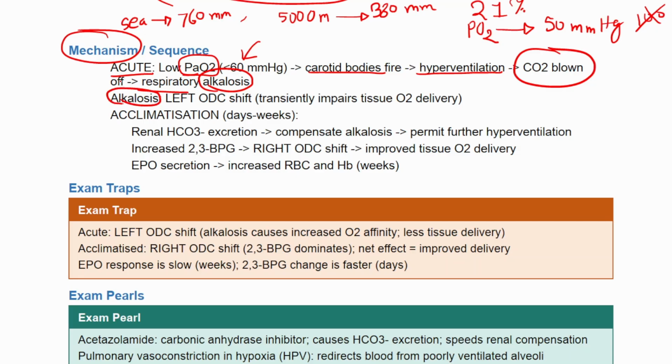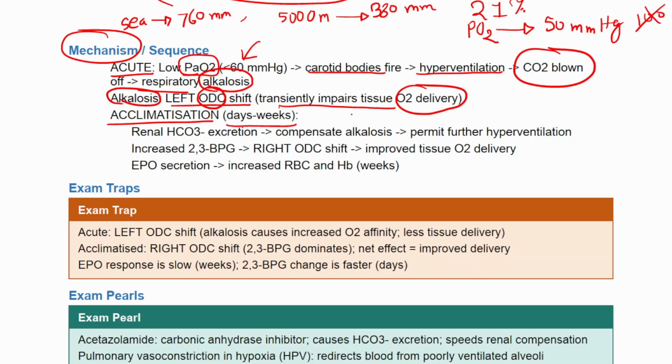This alkalosis causes a left shift of the oxygen dissociation curve, increasing hemoglobin's oxygen affinity. That means hemoglobin will like to have more oxygen than in the normal case. Paradoxically, this temporarily impairs oxygen delivery to tissues, even as ventilation increases. That's why it is written that it transiently impairs tissue oxygen delivery, which is paradoxical in nature. This acute maladaptive shift is quickly overridden by acclimatization, and this process kicks in over days to weeks.